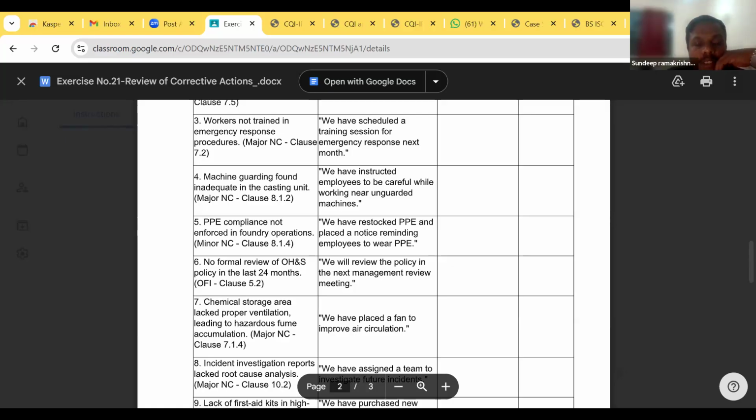Wait. Srikanth, you should see this: we have given it as OFI under 5.2. This decision you should first own. It is OFI. With an OFI, the auditee can choose to act, or can choose to reject also. You understand the point? Yes, sir. After the auditor has given that this is OFI, that is what you have to first consider here.